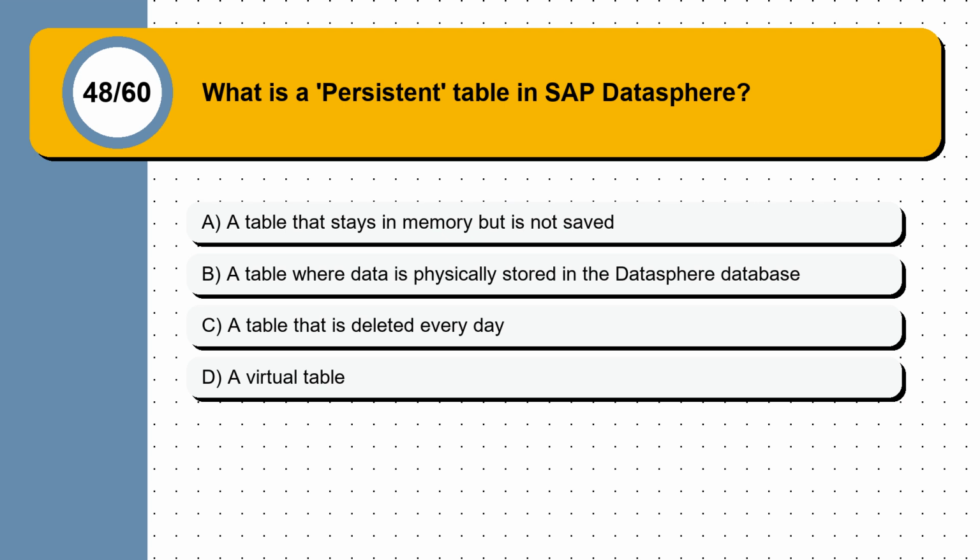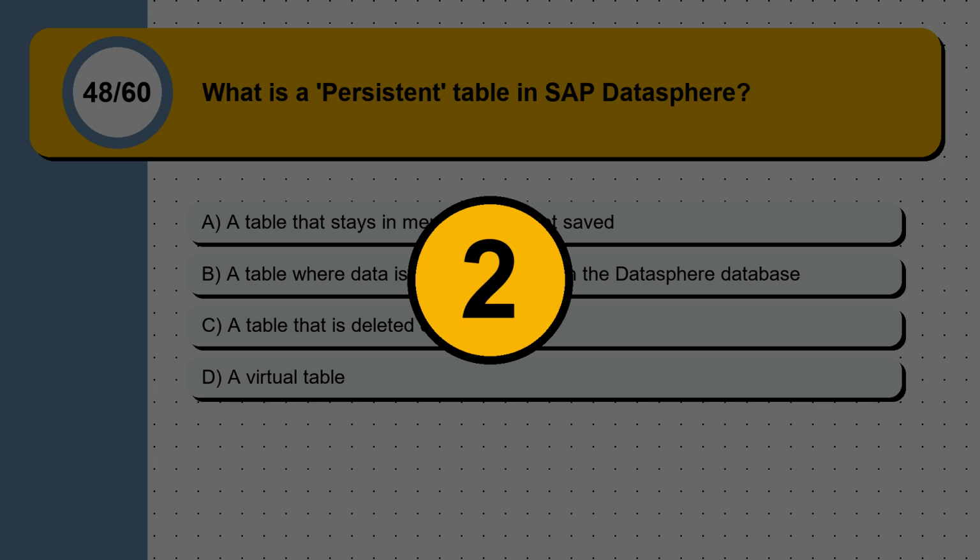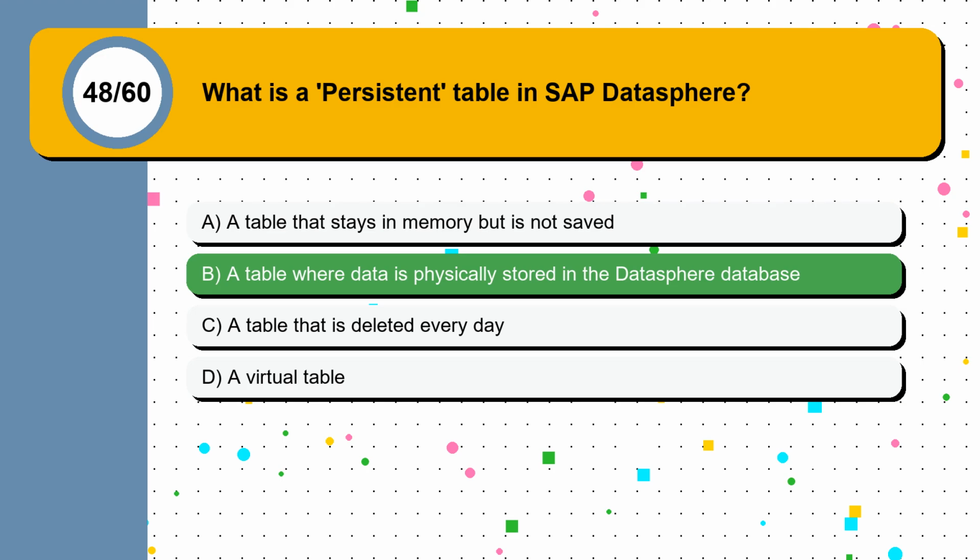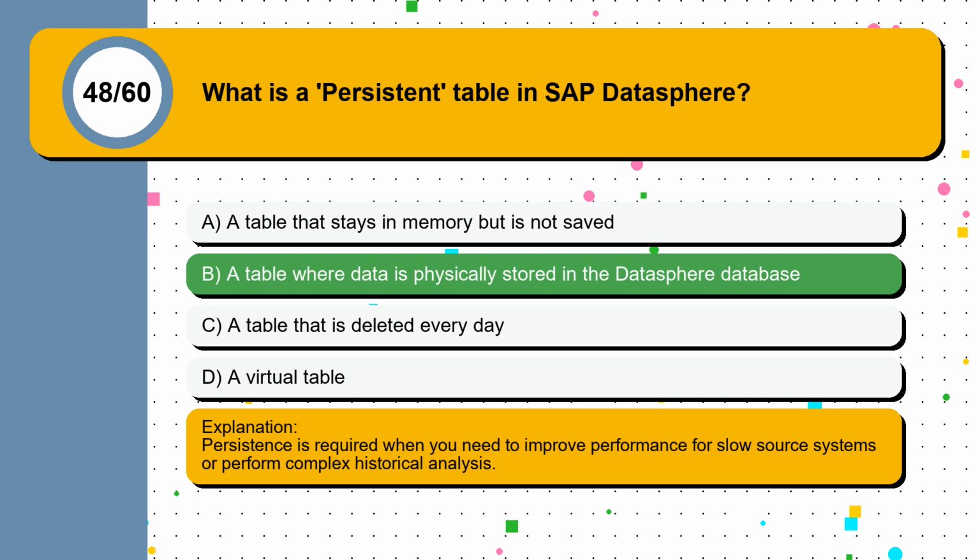The correct answer is option B, a table where data is physically stored in the Datasphere database. Persistence is required when you need to improve performance for slow source systems or perform complex historical analysis.